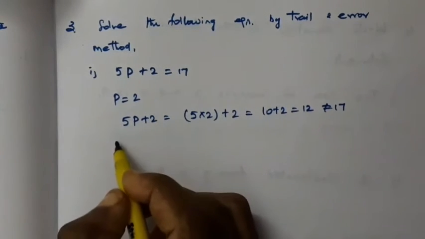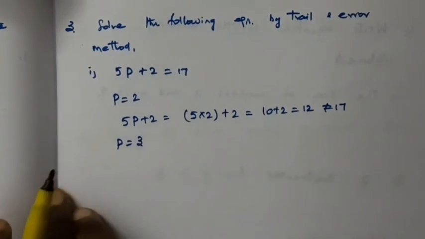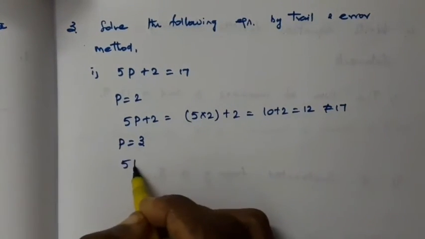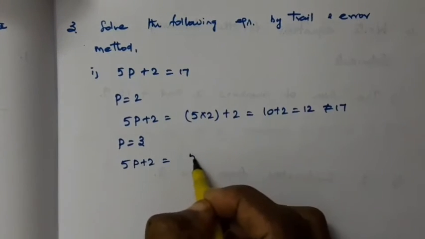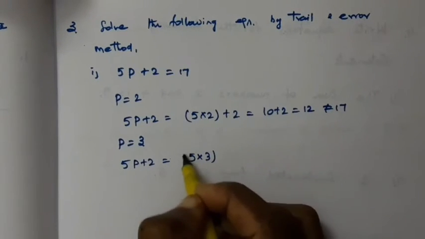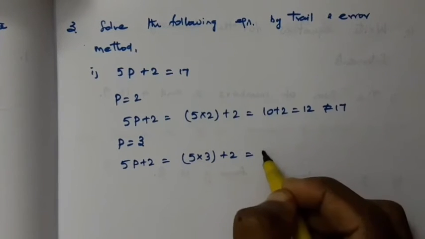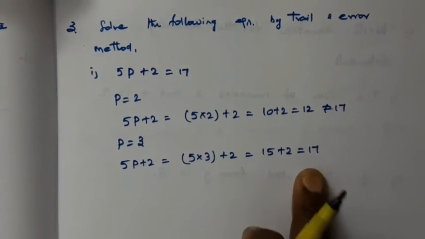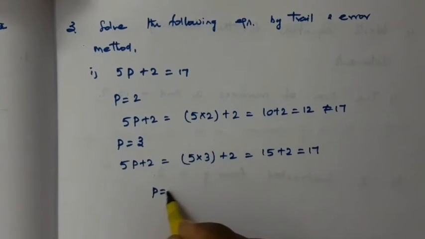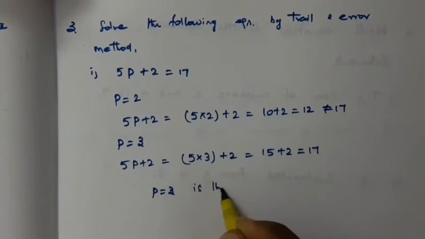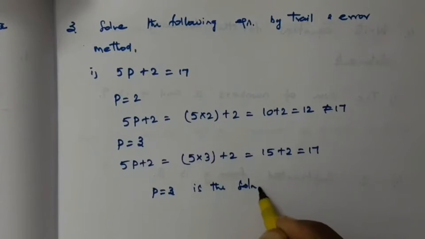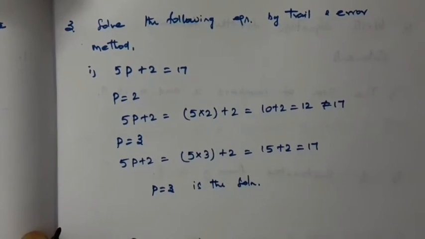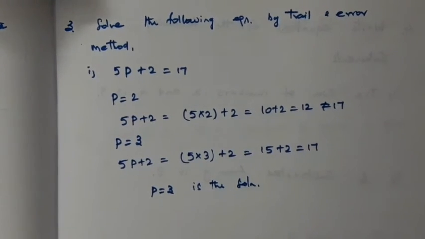Now I am going to take some other number, 3. What is 5p plus 2? 5 multiplied by p, which is 3, plus 2. 15 plus 2. Now we got 17. Now I can say p equal to 3 is the solution. By finding it with trial and error, it will take a long time. Later we will understand how to do it directly without trial and error.